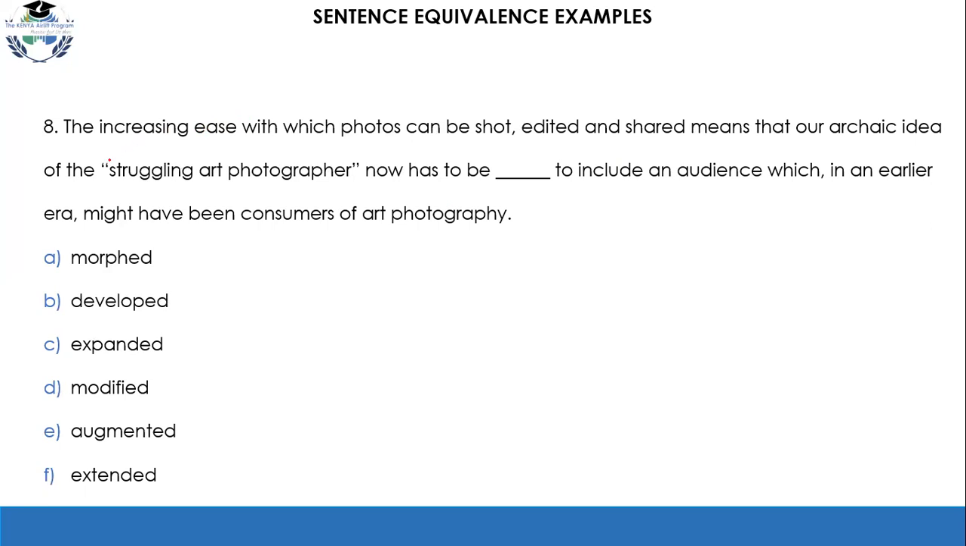So the question says the increasing ease with which photos can be shot, edited, and shared means that our archaic idea of the struggling art photographer now has to be blank to include an audience which in an earlier era might have been consumers of art and photography. So here we are talking about the increasing ease, right? That's the first part of the sentence. The increasing ease with which photos can be shot, edited, and shared.